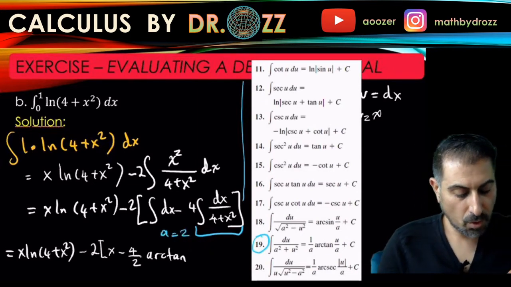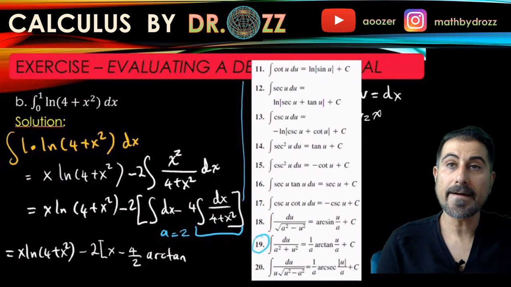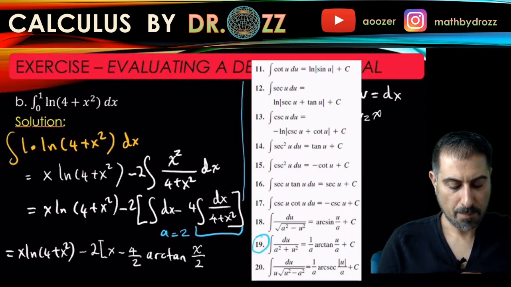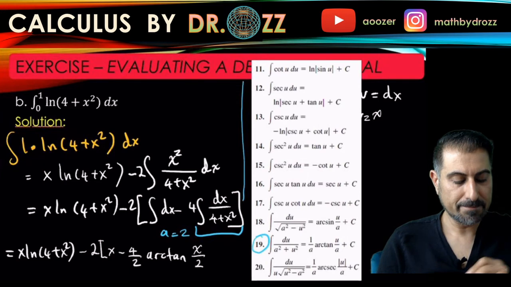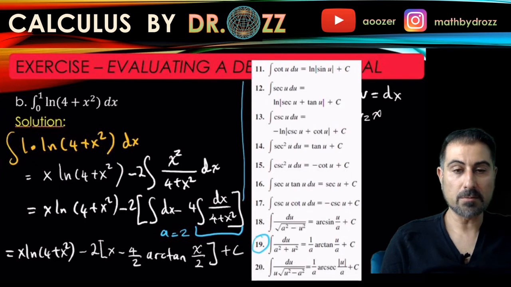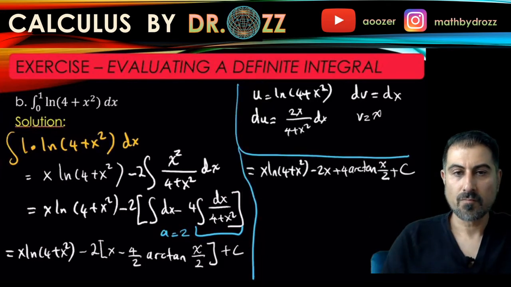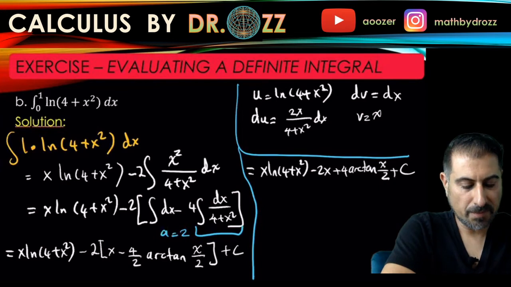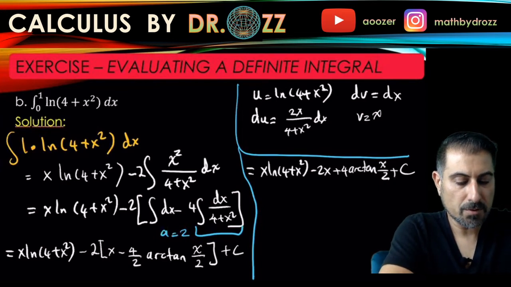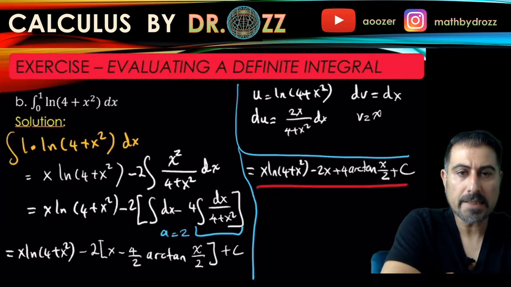Arctan of u over a, so x over 2, and plus C. You should recall this formula to be able to handle this problem correctly. In the next step, I'm going to simplify the final output. Here we go, I simplified this term right here. Let me underline that with a red mark. So this is the value of the indefinite integral.